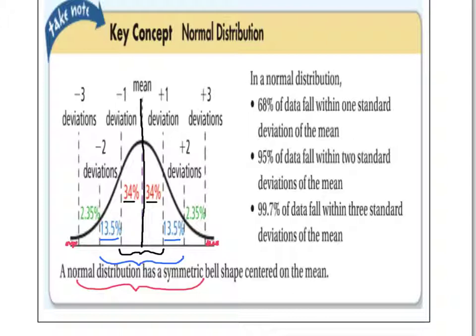Okay, so a normal distribution has a symmetric bell shape centered on the mean. The mean or the average is always in the middle. Okay, that's another part that's very important.